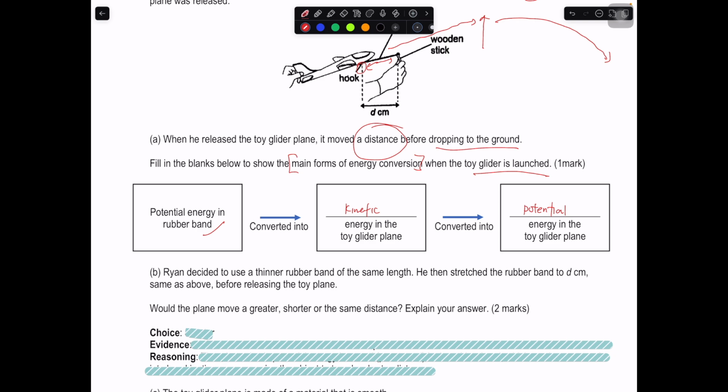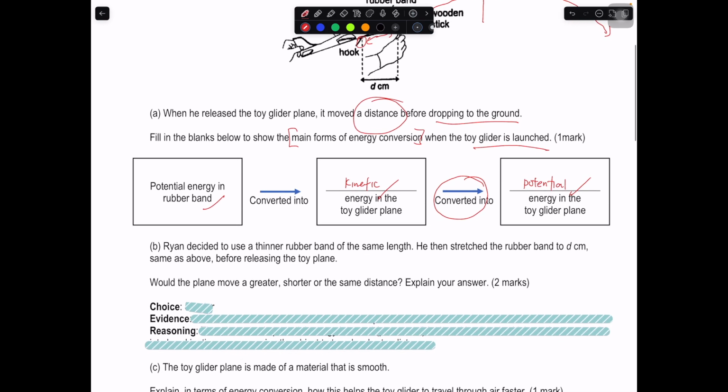So these are the two more straightforward. The order is actually quite important, because over here this is a conversion arrow, so you cannot put it the other way around. It must be kinetic first, followed by potential. Once it moves first, then it can go to a higher height.